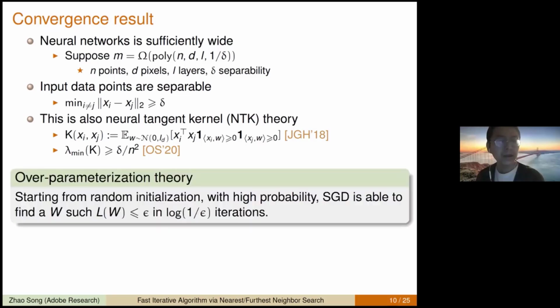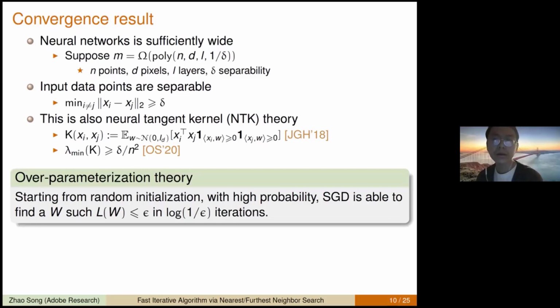So basically, the overall theory is saying that if you're starting from random initialization, then with high probability either GD or SGD is going to find a W such that L(W), the loss at this W, is at most epsilon, and you will pay only a log number of iterations.